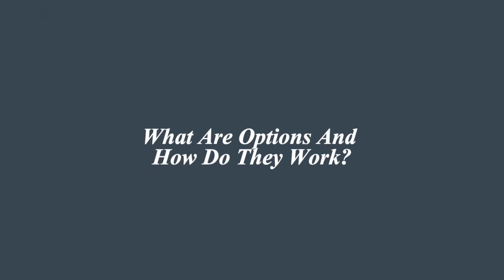What are options and how do they work? Let's start with the basics. Options are financial contracts that give you the right, but not the obligation, to buy or sell an underlying asset, like a stock or index, at a specific price within a certain time frame. Think of options as a way to lock in a price for a future transaction. They're called derivatives because their value is derived from something else, usually a stock.